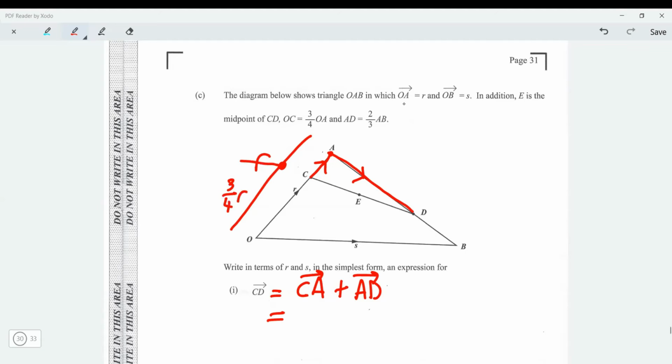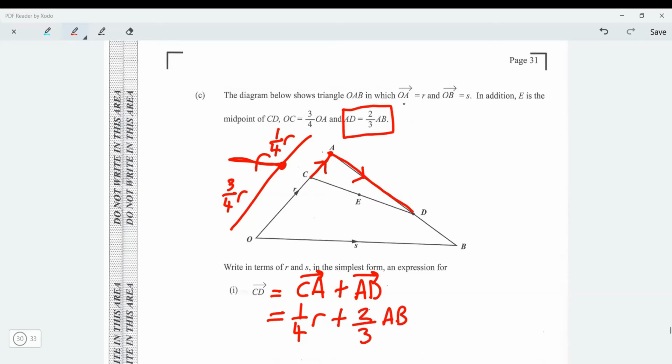That part here is 3/4 R. And so that means that this top part is just 1/4 R. So to go from C to A is just going to be 1/4 R, plus going from vector A to D. But vector A to D is 2/3 of AB. So this is going to be 2/3 of vector AB.